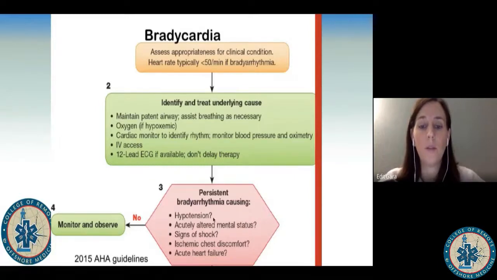Okay, so if any of these are present, you need to treat really early on, and the first line is medication. Then I would keep transcutaneous pacing for second line therapy, when the medical therapy is not working, or for any technical reason you can't perform that. So if there is no hemodynamic instability, then you watch and wait, monitor and observe.